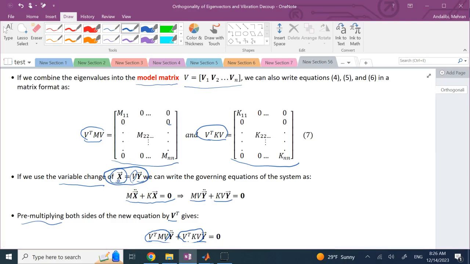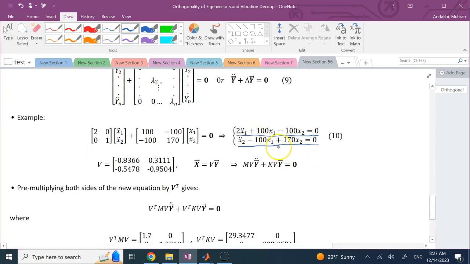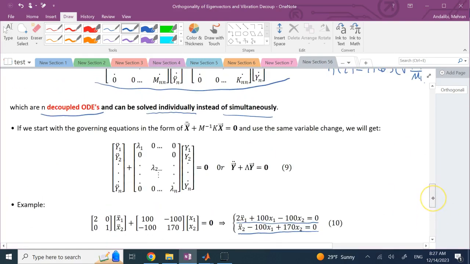So you transform your ODEs into a new variable space in which the ODEs are decoupled. You solve the ODEs individually, and then using this transformation, go back and find the original solution instead of solving all of them at the same time. This is called decoupling, and it's an interesting property.